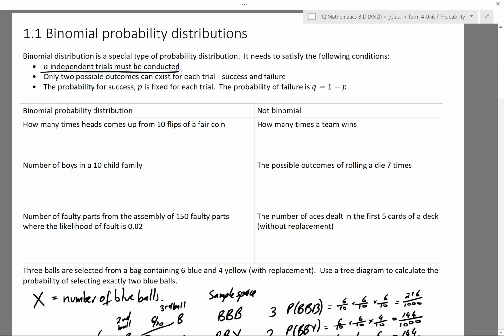So we need to have n independent trials. So we're like rolling a dice, for example, where the dice doesn't have any memory of what happened in the past. There can only be two possible outcomes, either a success or a failure, and the probability for success is fixed at each trial, p, and the probability of failure is the complement of that. So for example, if p was 0.1, q would be 0.9.